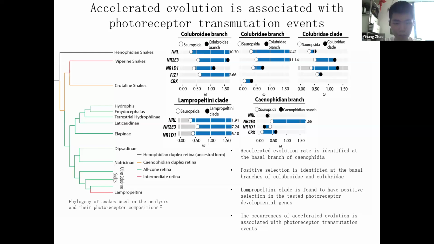And finally, for the Lamprophiidae clade, as shown here, we have also found positive selection in the 3 photoreceptor development genes tested. We only tested 3 developmental genes in this case because one of the genes is not available for this group of species, and the others, when tested with codon models, sometimes fail to converge, and therefore I cannot get useful data out of them. But overall, with this data, we can conclude that the occurrence of accelerated evolution is associated with transmutation events.